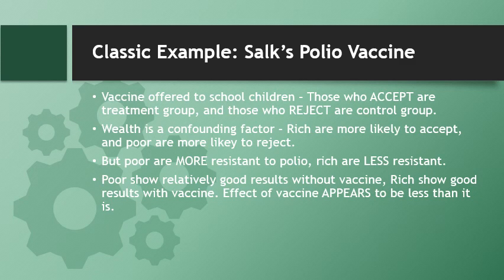So when the trials were run, the poor showed good results without the vaccine and the rich showed good results because of the vaccine, but the effect of the vaccine appeared to be much less than it really was. So again, there was confounding. The confounding factor is wealth, and this made the vaccine appear less effective than it really was.